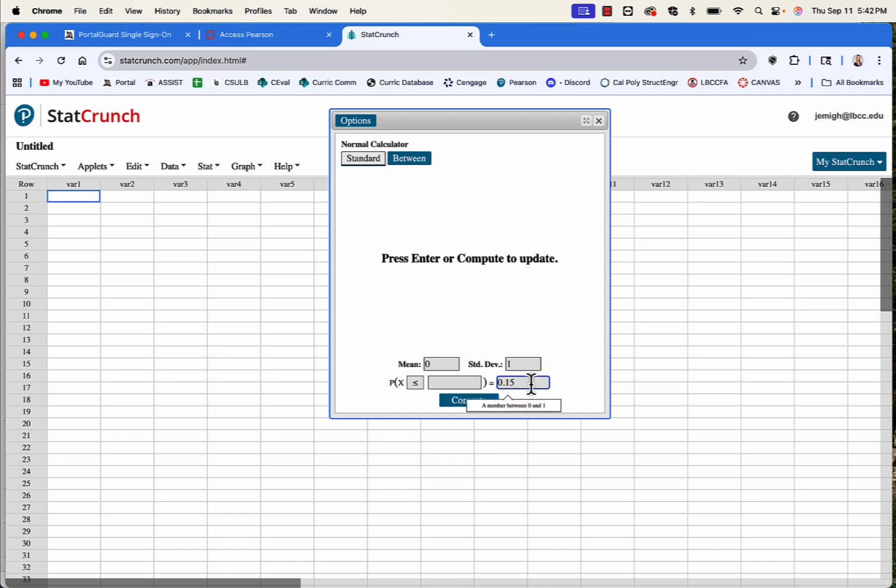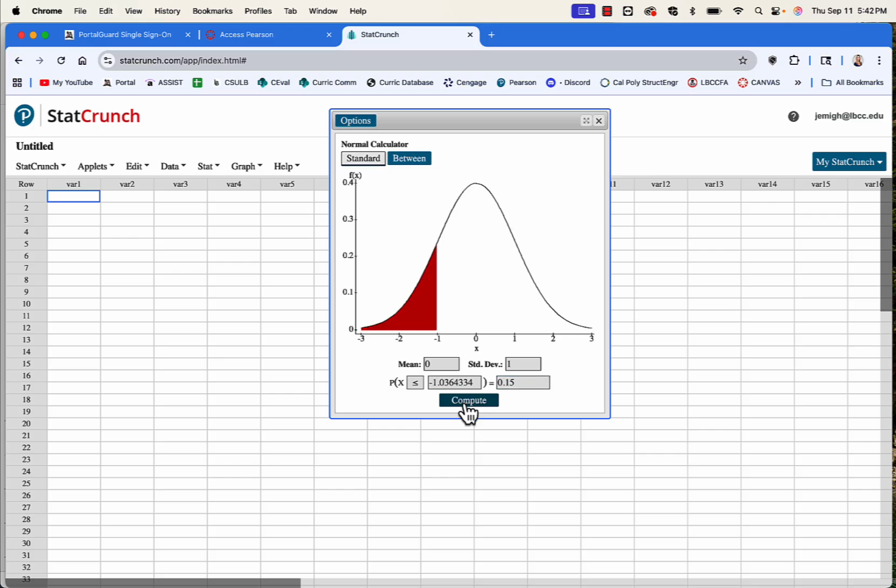Now when we hit compute, you're going to check the same two things. One, does the graph look like the one you sketched? And two, the answer. But this time, the answer is not going to be after the equal sign. It's before the equal sign in this cell right here, the one that's empty right now. So when you hit compute, check one. The graph looks like the one we sketched. And then check two, the answer, which is negative 1.0364334.